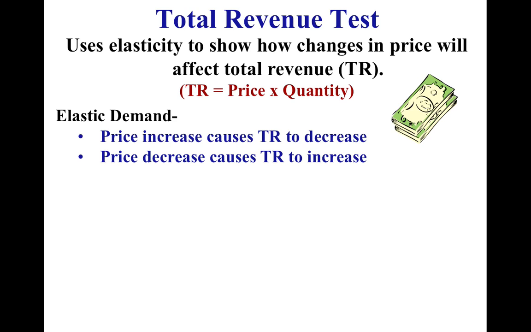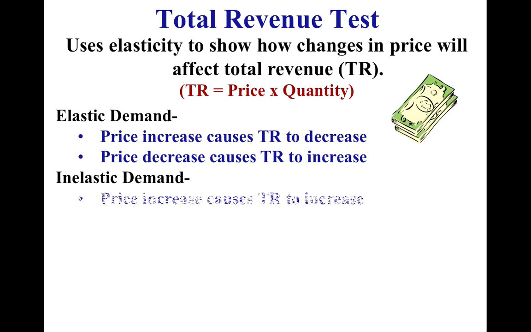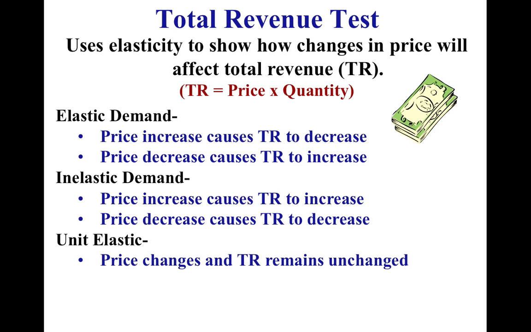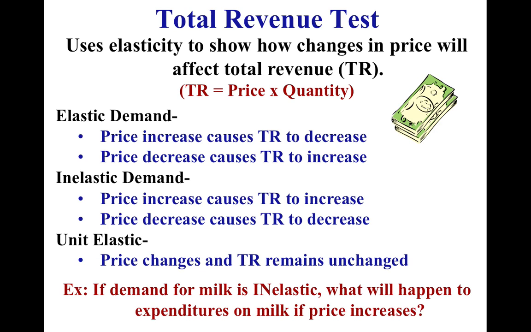If you move one hand down, the other hand up, you should see the rubber band between your hands stretching, right? It's elastic, it's stretching. And the opposite is true for inelastic. Price and total revenue move in the same direction. For unit elastic, price moves, but total revenue doesn't move at all.